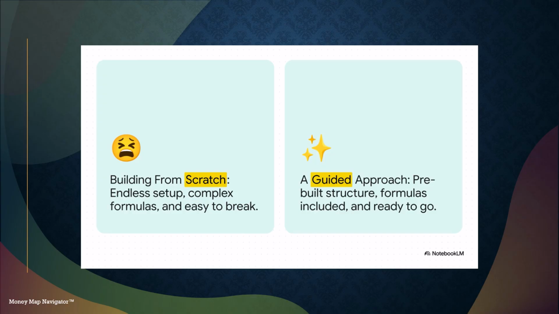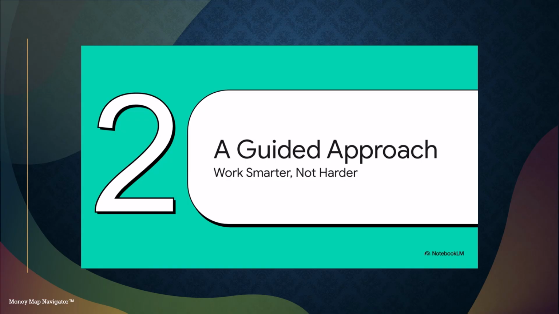Okay, so what's really interesting here is that we basically have two very different paths you can take. Over on the left, you've got the old school way, building it all from scratch. We're talking endless setup time, you're battling with complex formulas, and one wrong click can break the entire thing. But then you look over to the right. There's a totally different way, a guided approach, where all that heavy lifting has already been done for you. So yeah, let's dive into this guided approach, because honestly, this is where the whole game changes. It's all about working smarter, not harder.